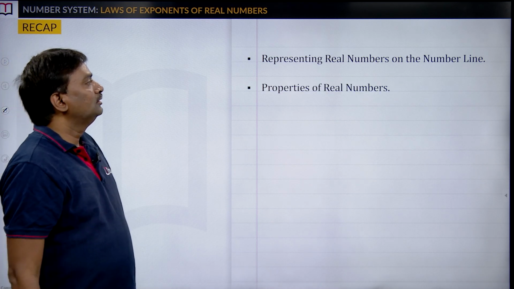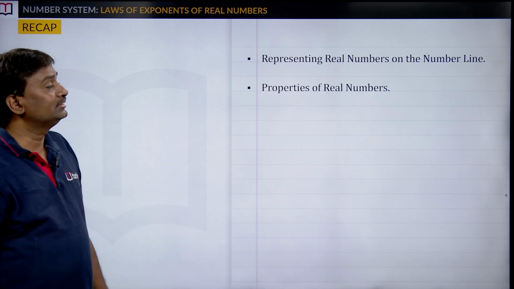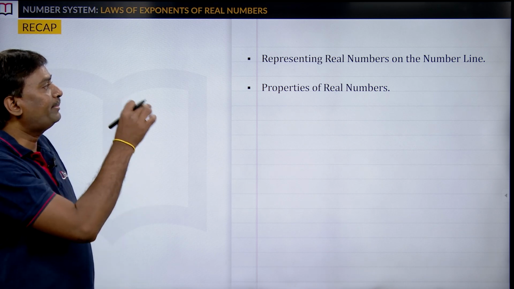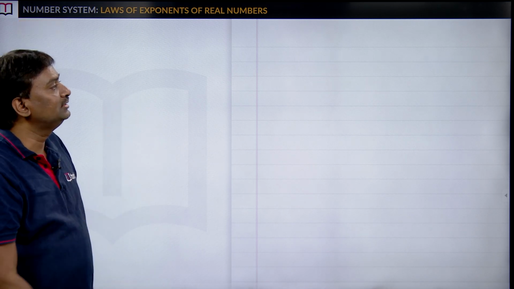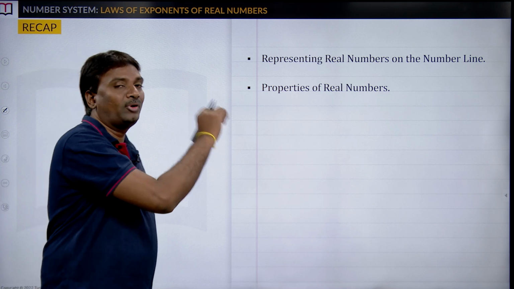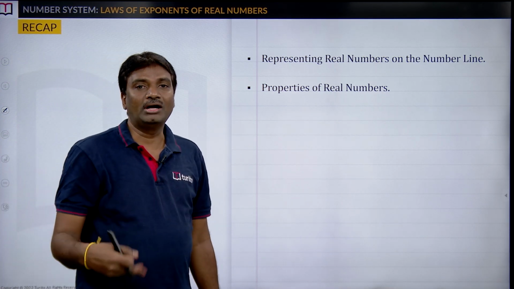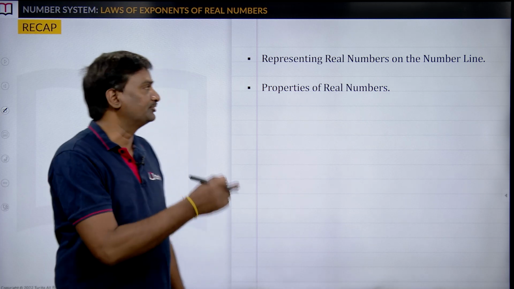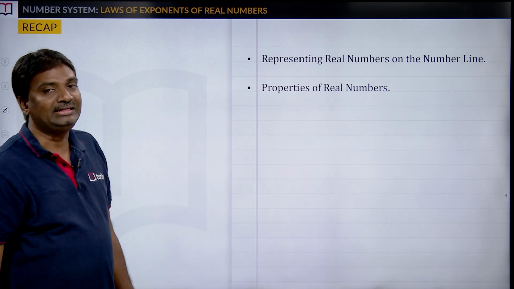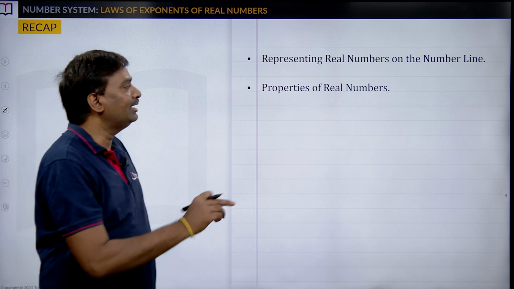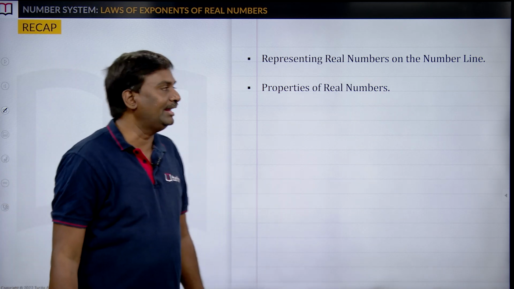So, what we have discussed in the previous classes: representing real numbers on the number line and properties of real numbers. So, this is the recap of what we discussed in the previous class.